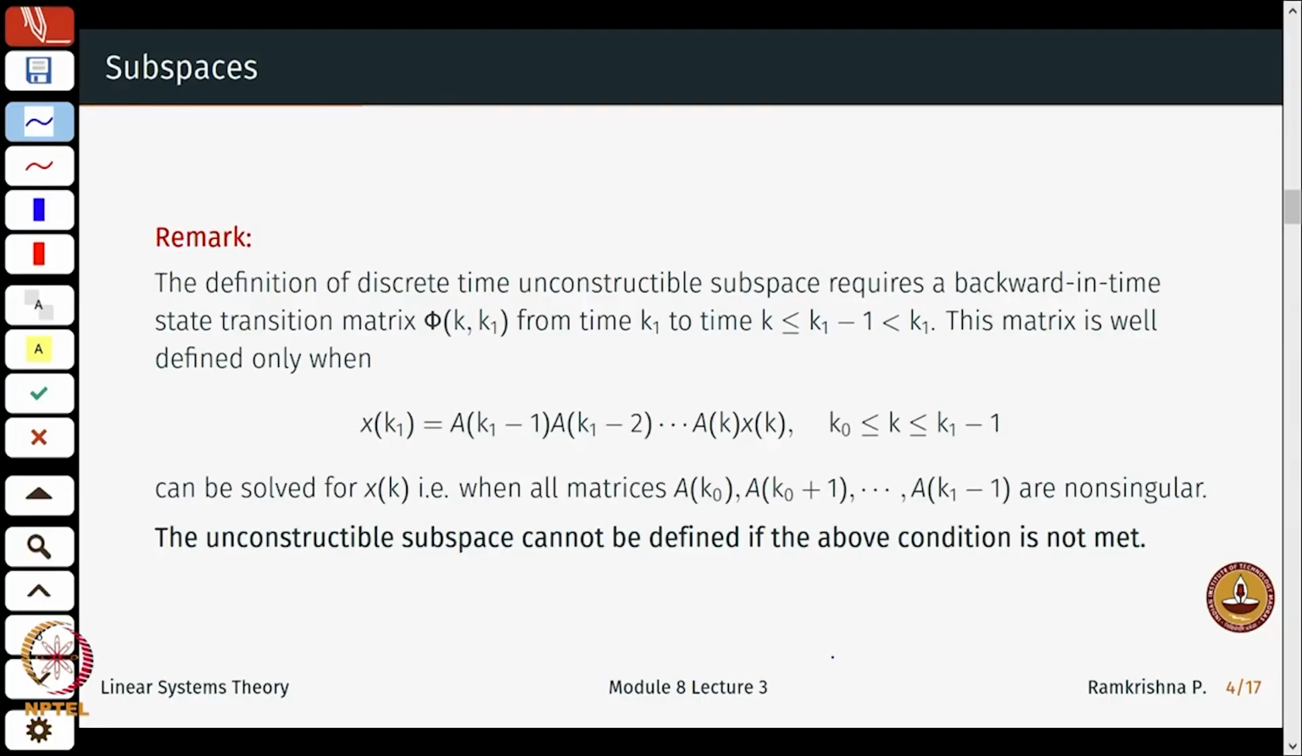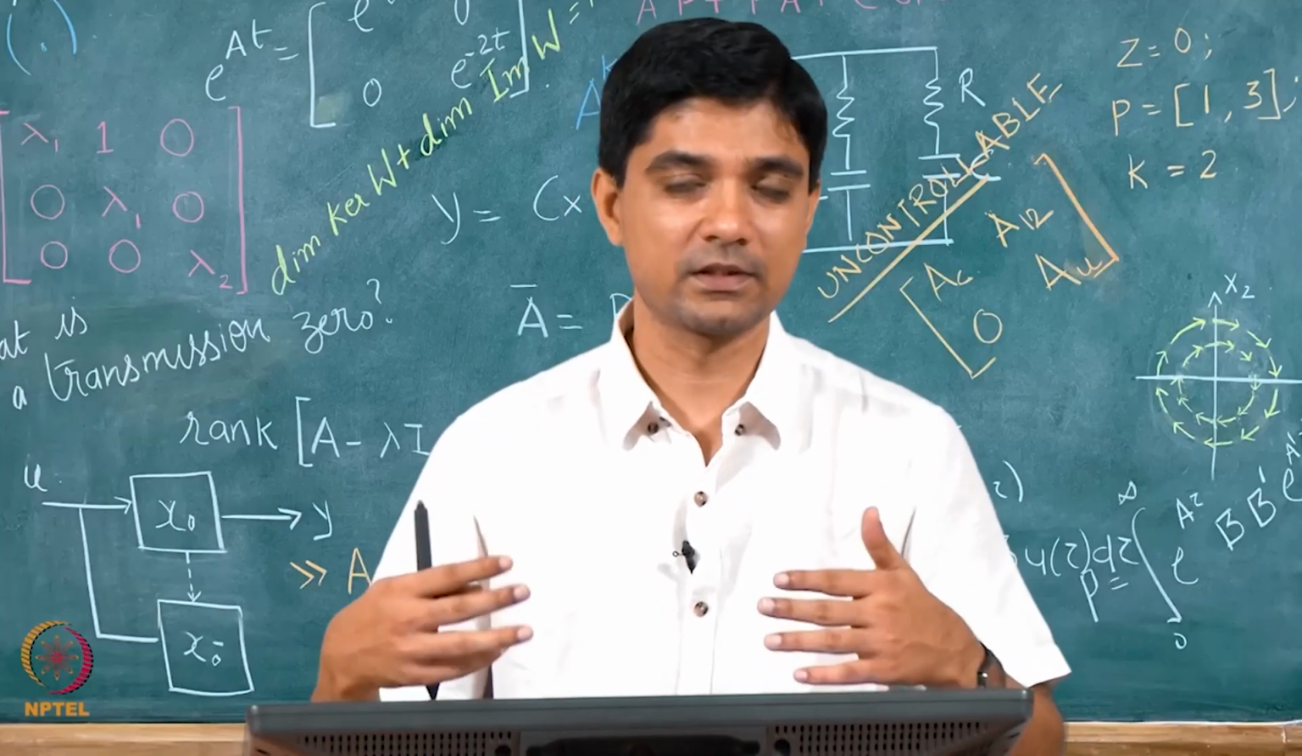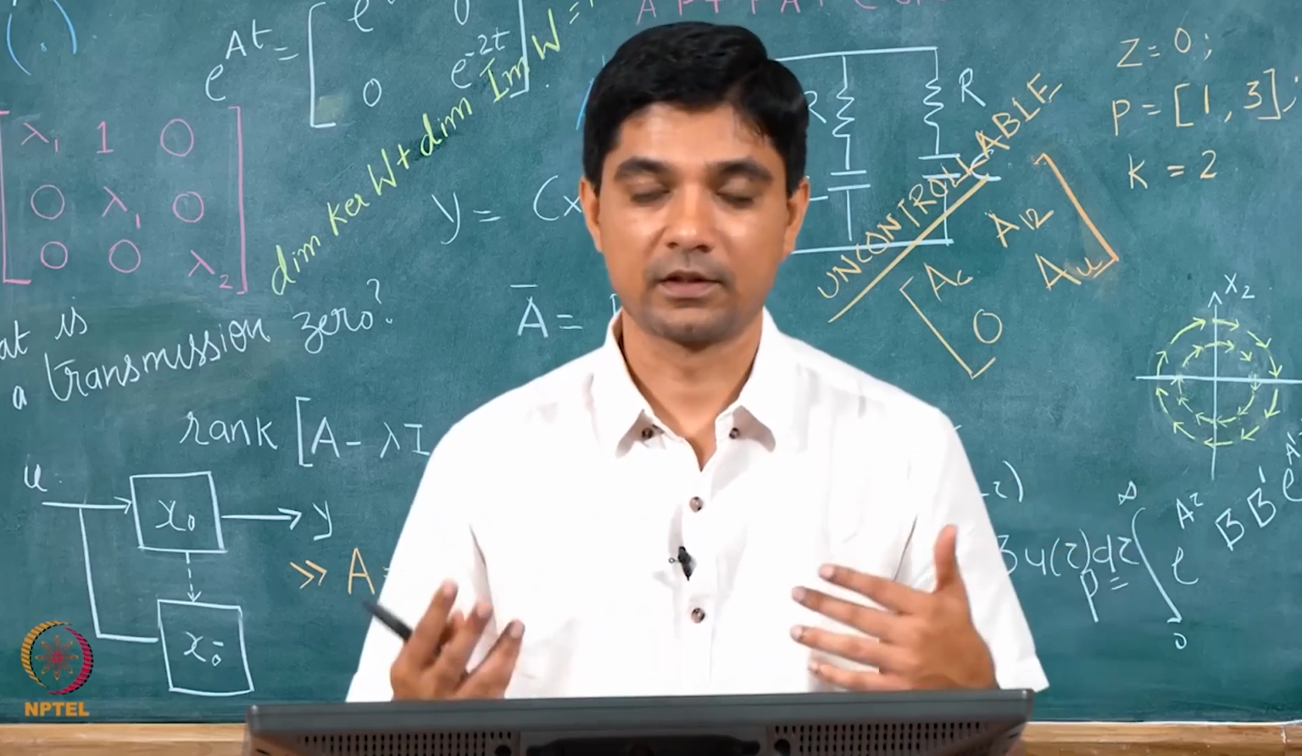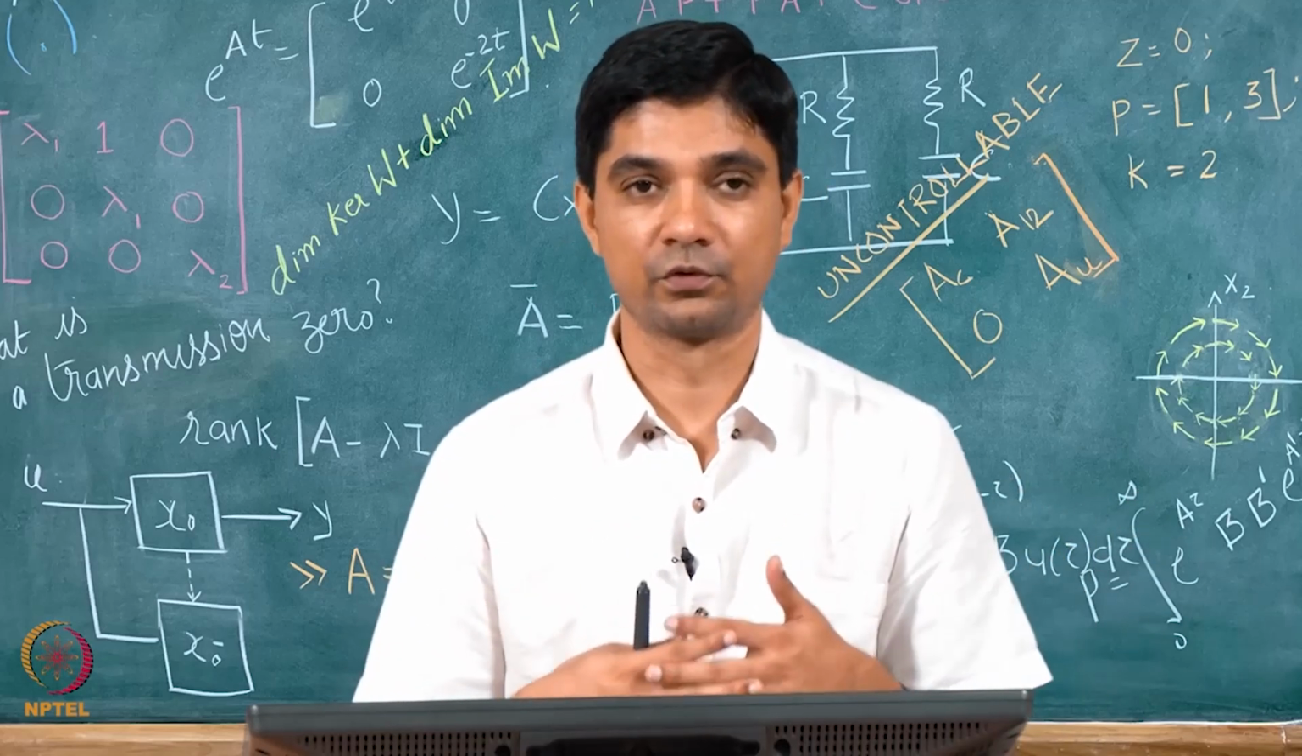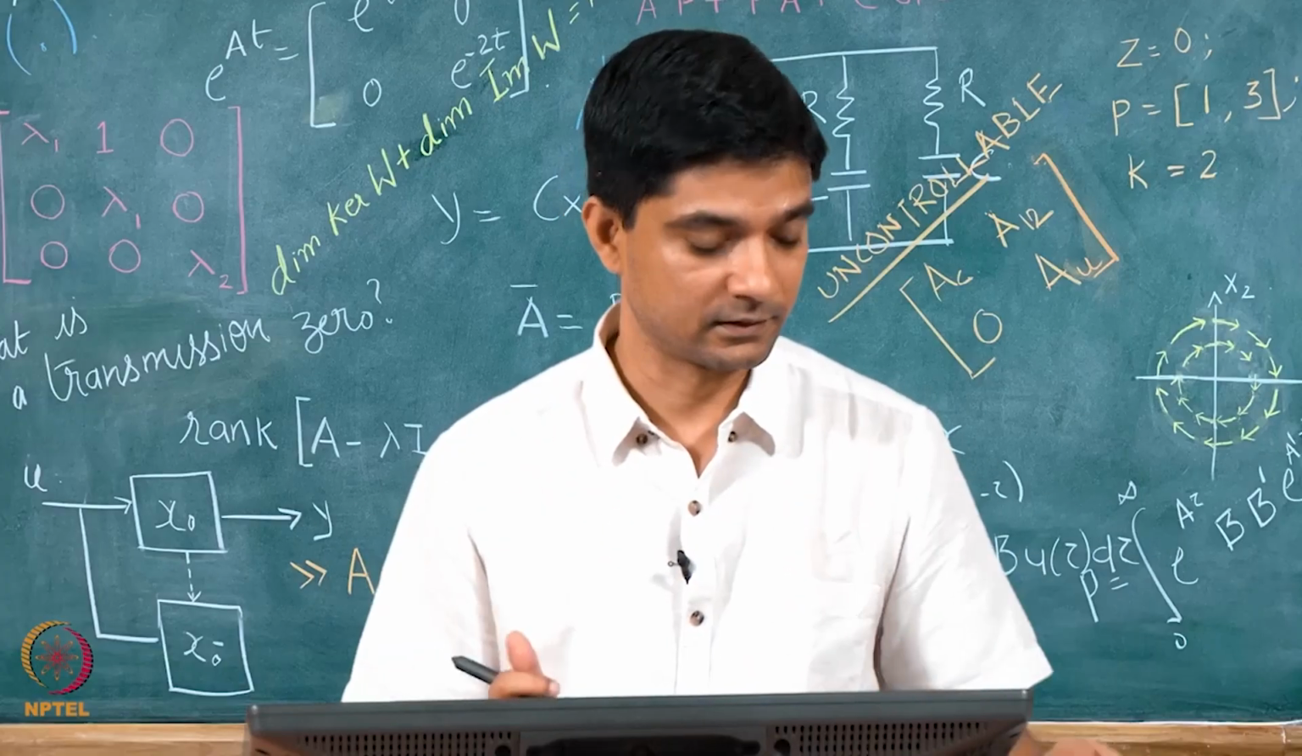Okay. So the definition for discrete time systems requires a backward in time state transition matrix from k1 to time k, right. So this matrix is defined, and x of k1 is defined in terms of x of k. This can be solved for x of k if and only if all these A's are invertible, or non-singular. Otherwise the unconstructible subspace cannot be defined if this condition is not met. Again, I'll skip the steps here, but you can refer to the lectures in week 7 on controllability. It will be exactly the same.